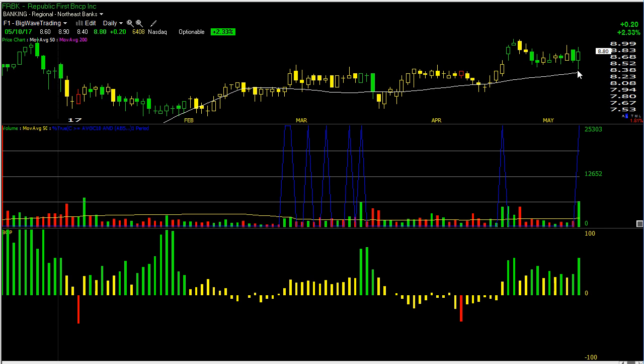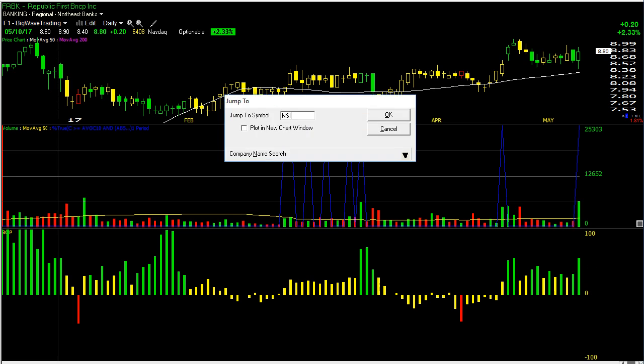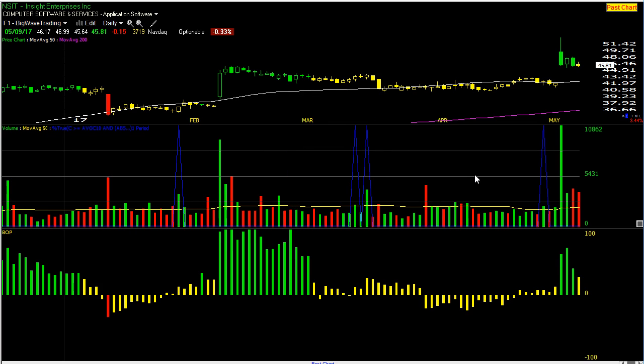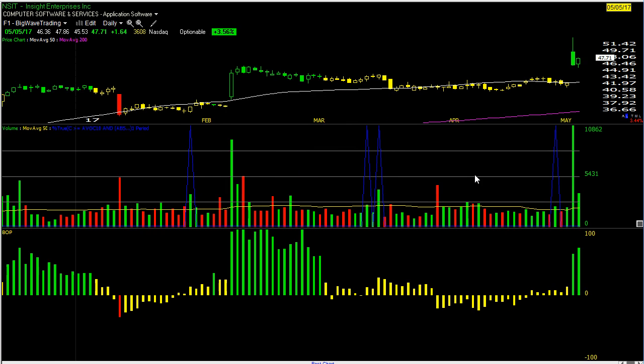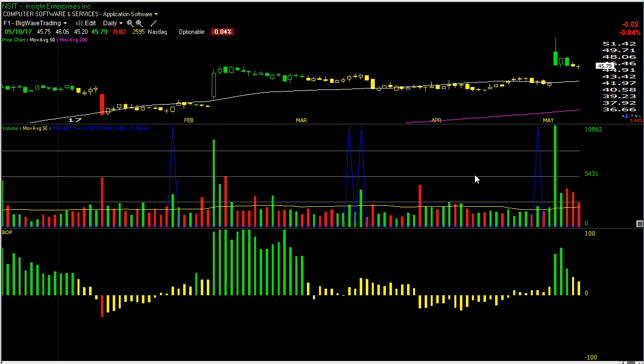If it fails this low on heavier volume and it loses its green bop like NSIT did, which is a full sell for me, I'm out of all of it. On an end-of-day basis, it's still holding 45.53, so it's not a full sell. But it hit my final stop today.